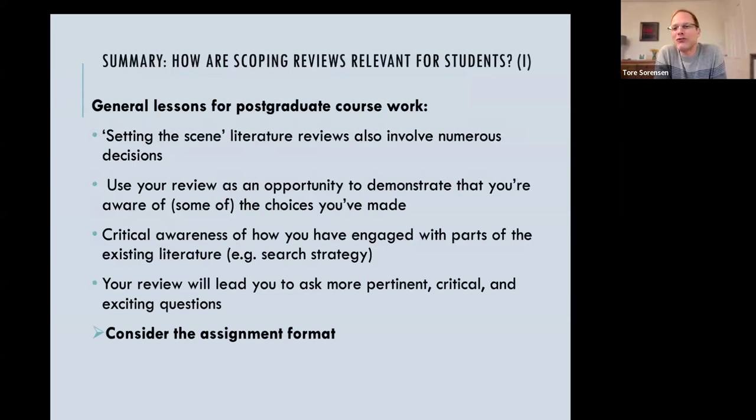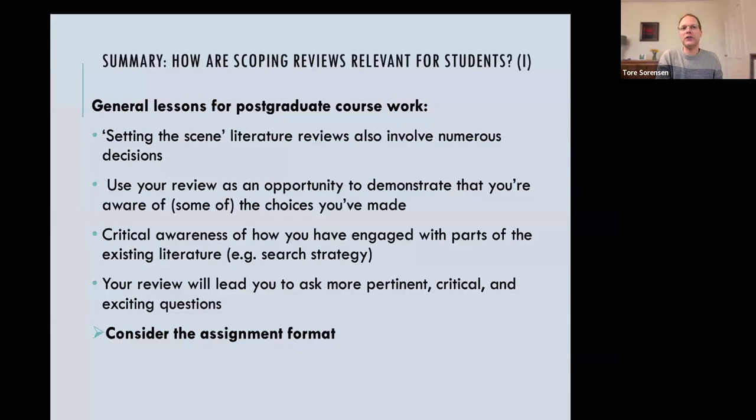How are scoping reviews relevant for students? So this was a challenge for me to come up with, but I think it's a very useful challenge, and we can consider this in more detail and discuss it in more detail. General lessons for postgraduate coursework, for example. This sort of setting the scene literature reviews that you also see in many research articles, they also involve numerous decisions. Can you explain those?